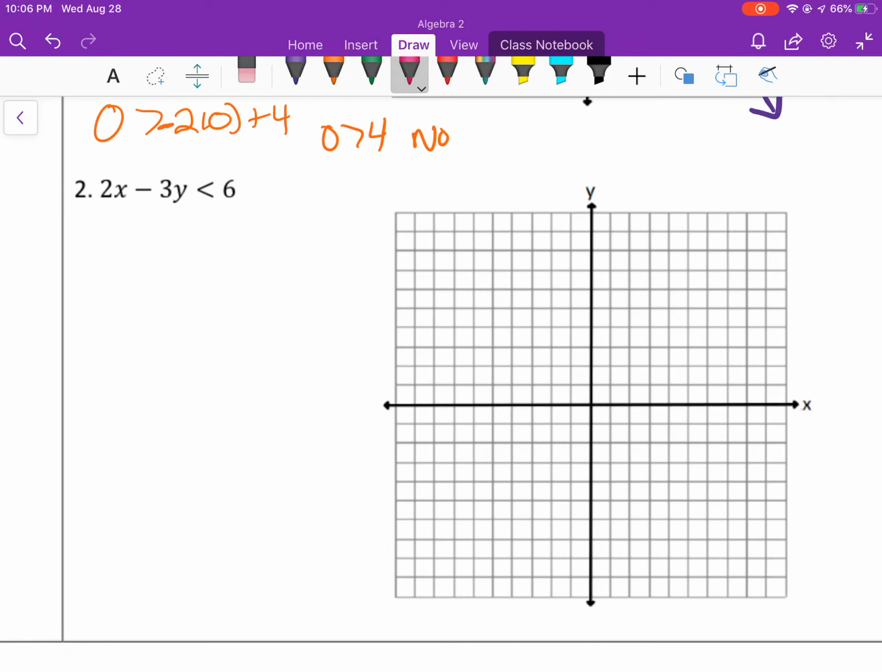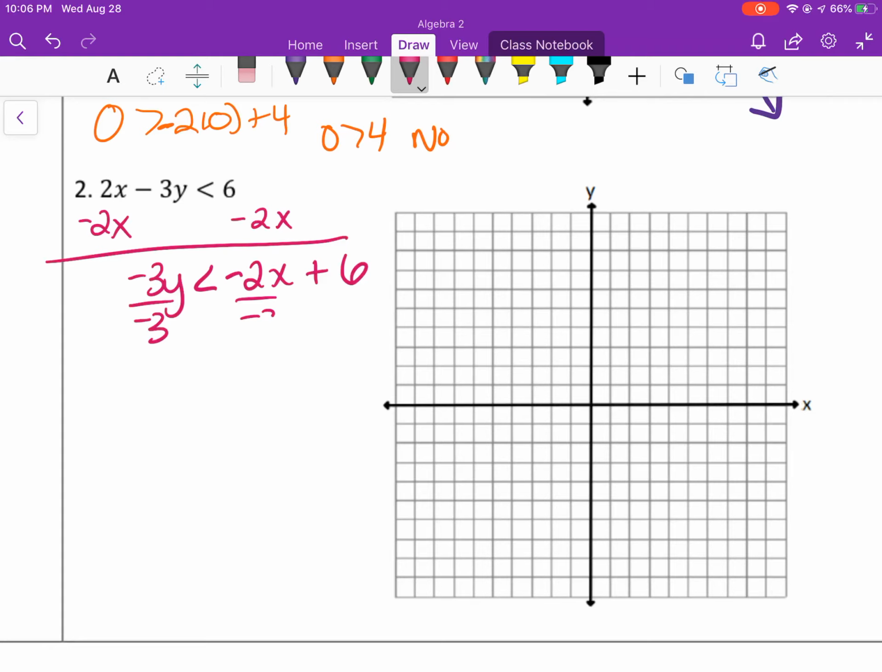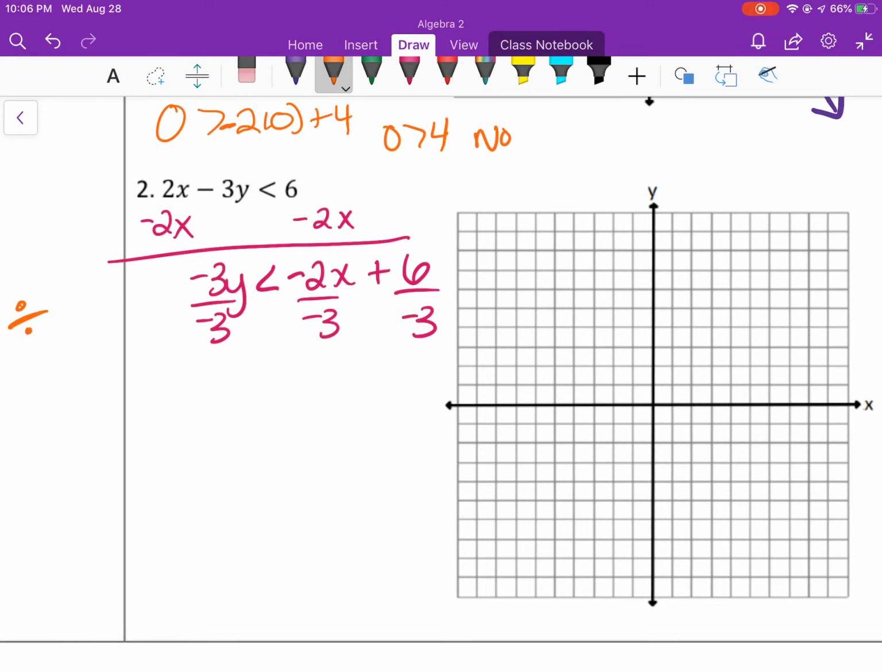Okay, last one. And this is an important example because it shows you one more thing that you have to remember when solving with inequalities. So we're going to start by getting y by itself. Start by subtracting the 2x. So you get negative 3y is less than negative 2x and a positive 6. Then you have to divide by negative 3. And so something you need to remember is that when you divide by a negative number, you have to flip the inequality. So if you divide by a negative number, you have to flip the inequality.